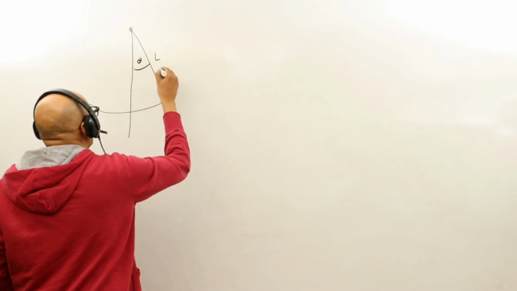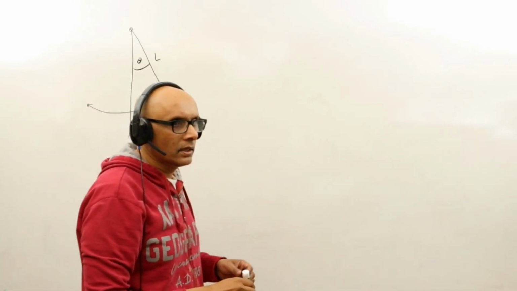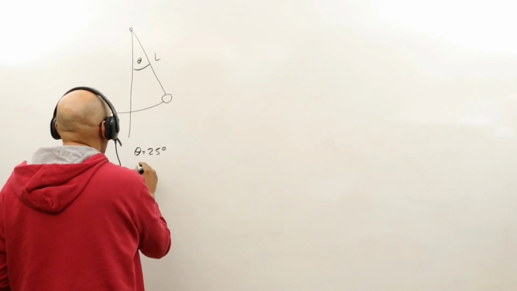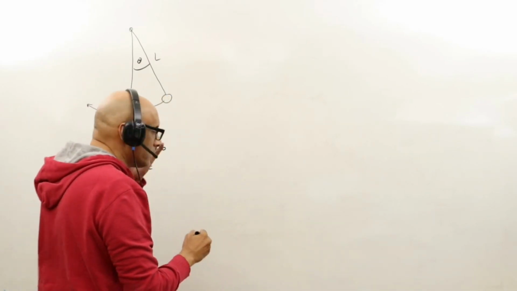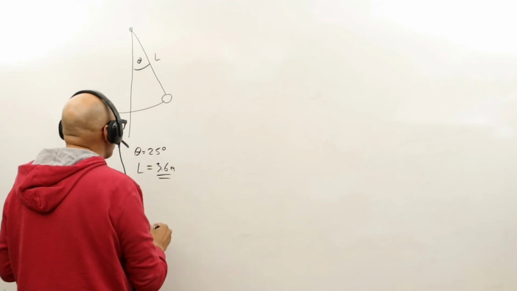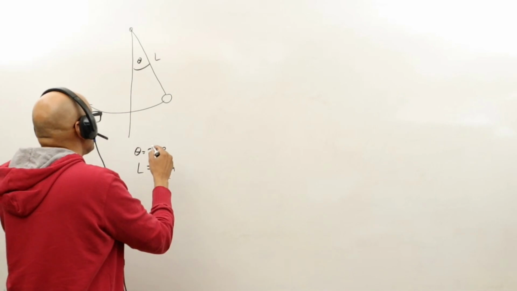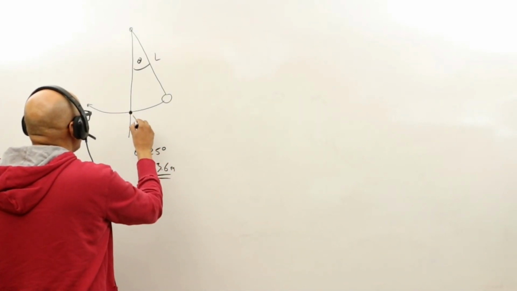We're told that theta is equal to 25 degrees. We're told that the length is 3.6 meters. And we don't know what the mass is. We're told that we have to find the speed at the bottom.